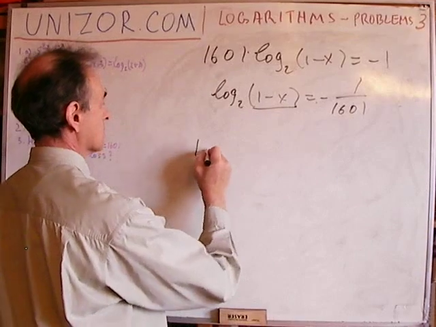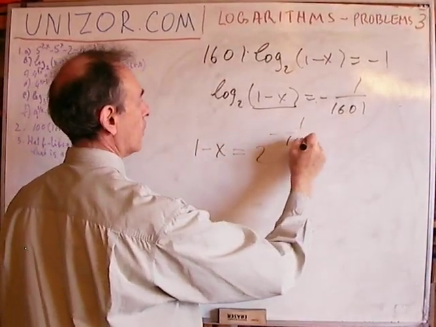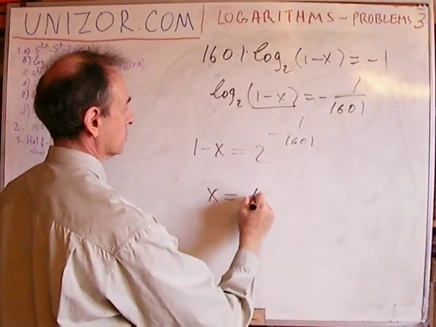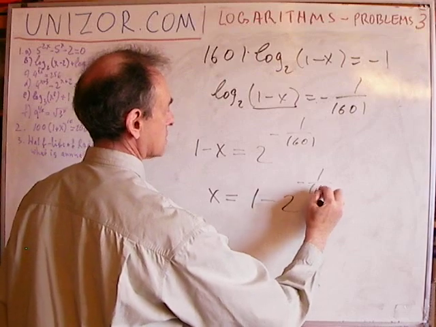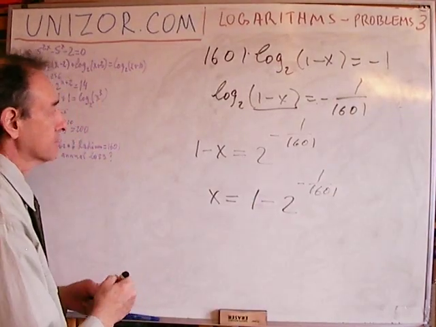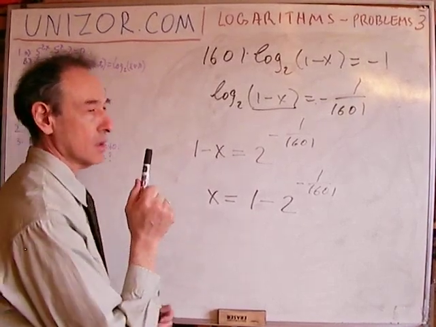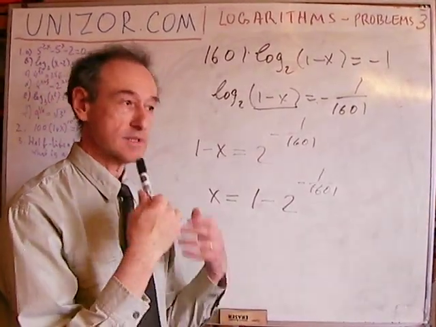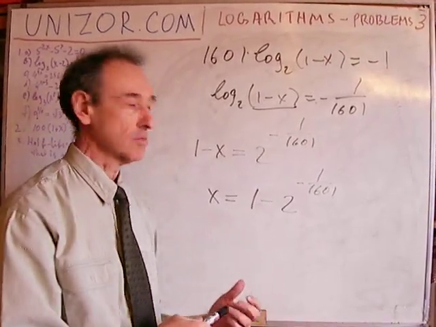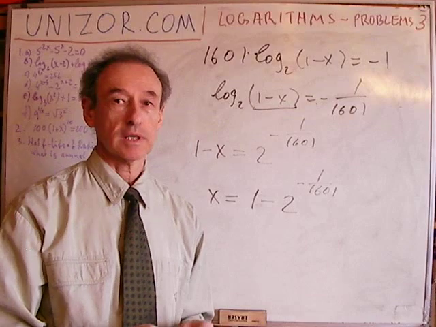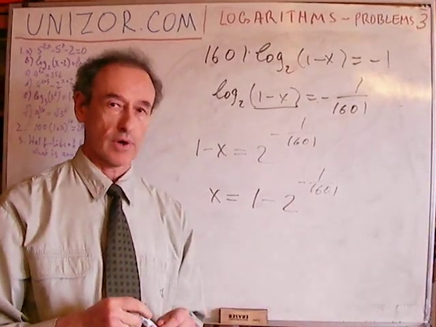So all you have to do right now is basically to say the following. 1 minus x is equal to 2 to the power minus 1 over 1601. So x is equal to 1 minus 2 to the power of minus 1 over 1601. So that's the solution. This is the fraction of decrease in the amount of radioactive radium that happens in 1 year, considering that 1601 years is the half-life of radium.